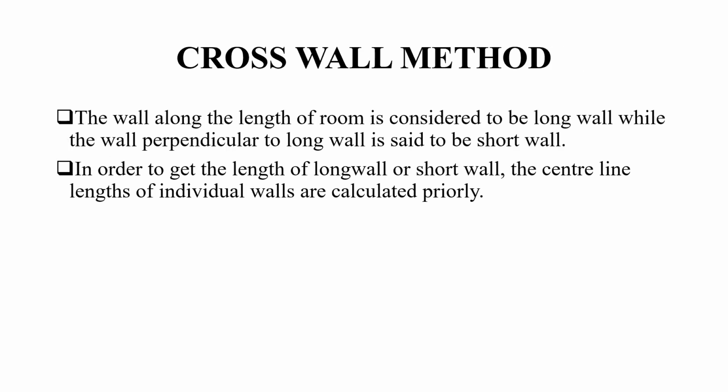Now, cross wall method. In this method, the wall along the length of the room is considered to be the long wall, and the wall which is perpendicular to that is considered as the short wall. In order to get the length of the long wall or short wall, we need to calculate first the center line length of the individual wall respectively, and then we add the half breadth of the wall also. The length of a long wall usually decreases from earthwork to brickwork in superstructure, while the short wall increases. These lengths are multiplied with breadth and depth to get the quantities.